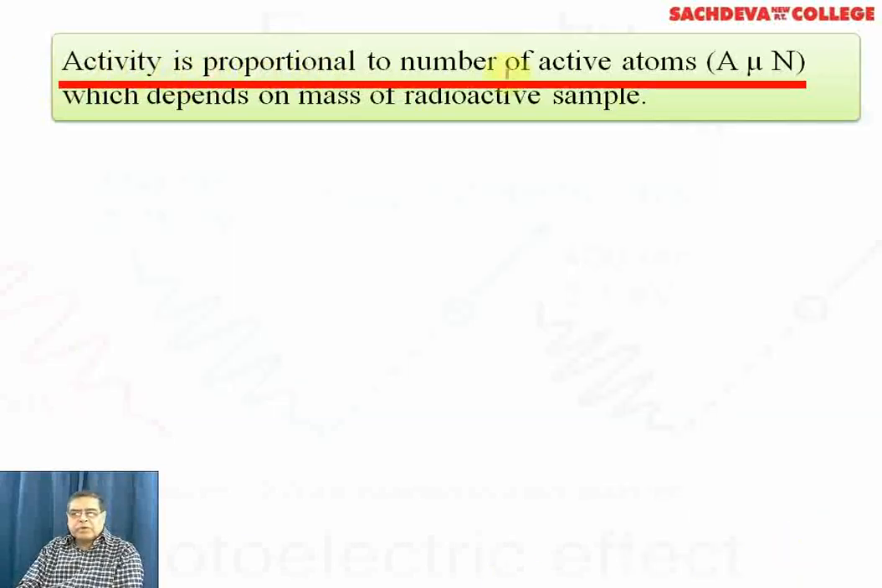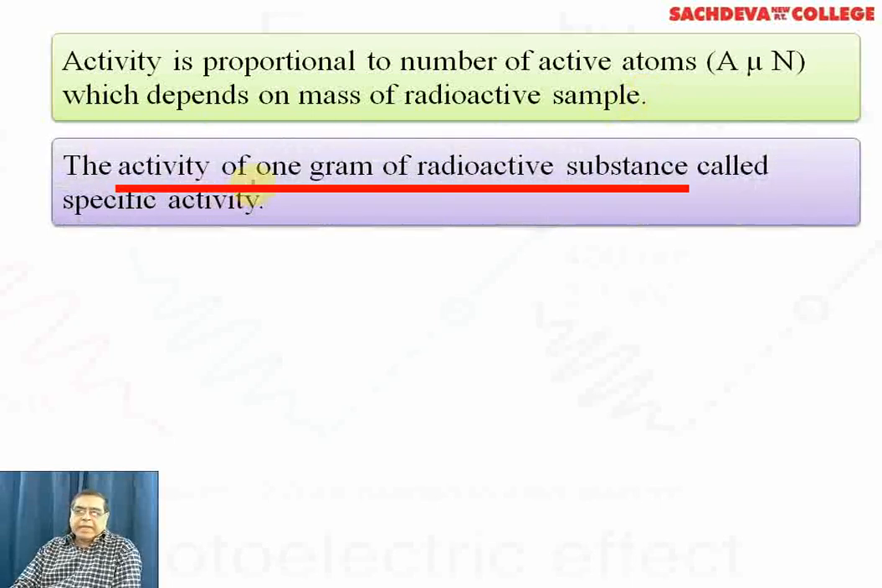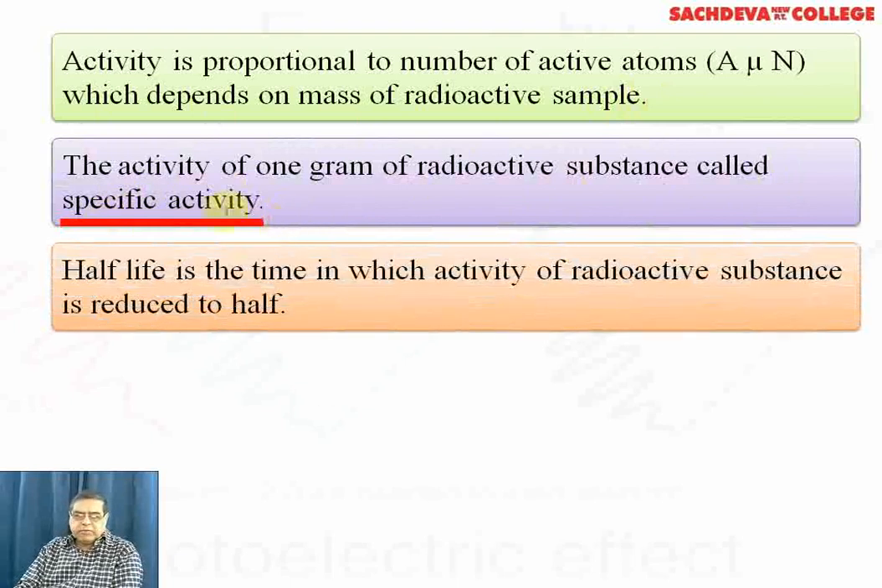Activity is proportional to the number of active atoms, that is A is proportional to N, which depends on the mass of the radioactive sample. Because if the mass is more, obviously the number of atoms will be more. The activity of 1 gram of radioactive substance is called specific activity.